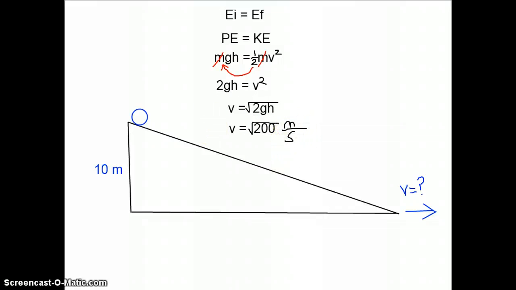Now you could either put square root 200 into your calculator or leave it like that. Both is fine. But that's our solution. The ball will be moving at square root of 200 meters per second when it gets to the bottom of the ramp. And there you go.